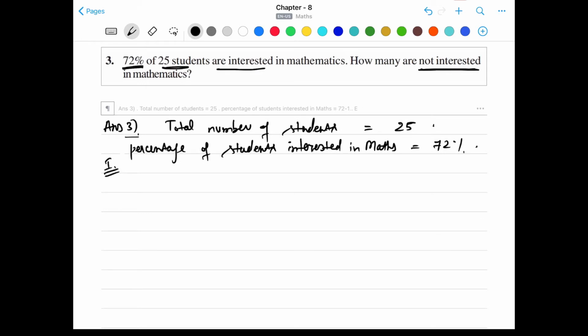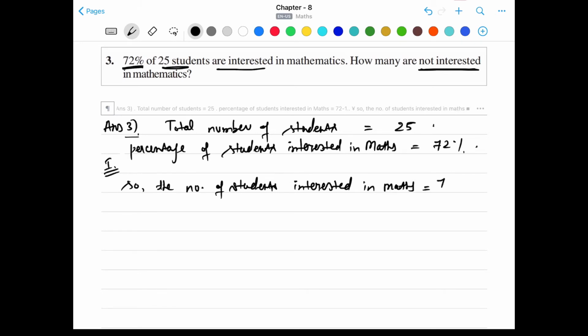So the number of students interested in maths will be equal to 72% of the total number of students, which is 25. As it is given in the question, the number of students interested in maths will be a percentage of the total number of students.